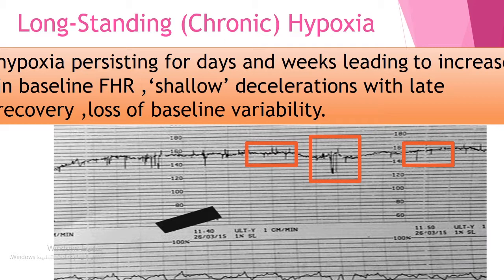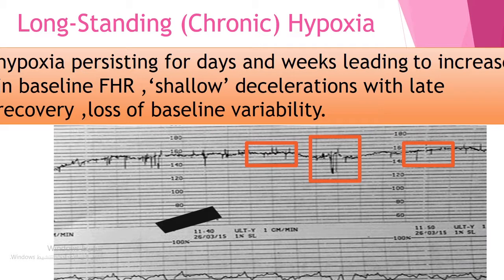Immediate delivery is indicated if features of chronic hypoxia are noted on the CTG trace. And if uterine contractions have commenced and immediate delivery is not possible, tocolytics should be administered to reduce further hypoxic stress until delivery is accomplished.